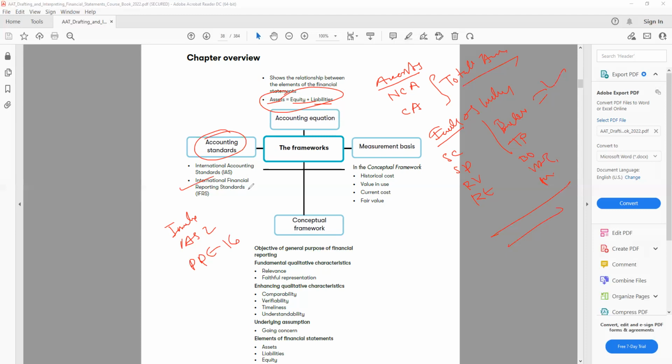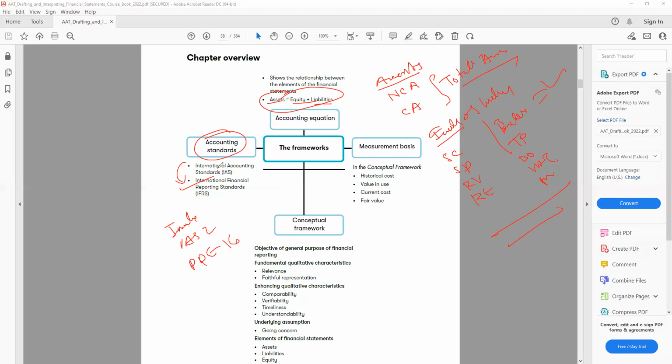Now, the next one we have is IFRS. IFRS is basically the International Financial Reporting Standard. So this is the modification of IAS. For example, if we have one IAS, let's say IAS 2, and in future, if we make any modification to that IAS, we call it IFRS. So IAS is the accounting standard published by the IASC. And after that, IFRS is the new standard, the modification of IAS, published by the IASB.